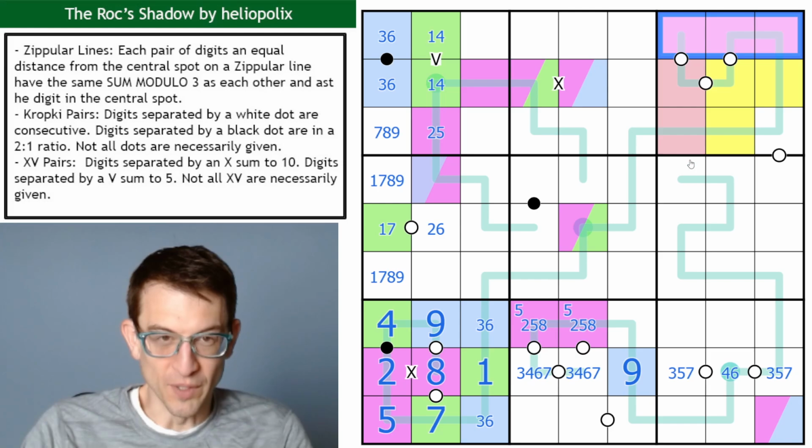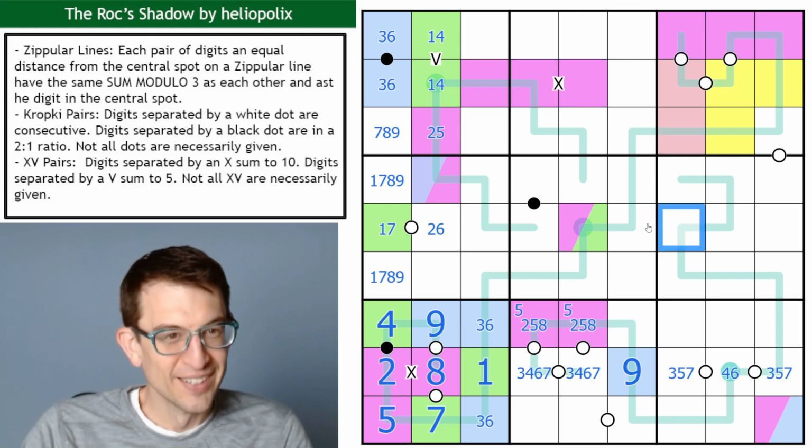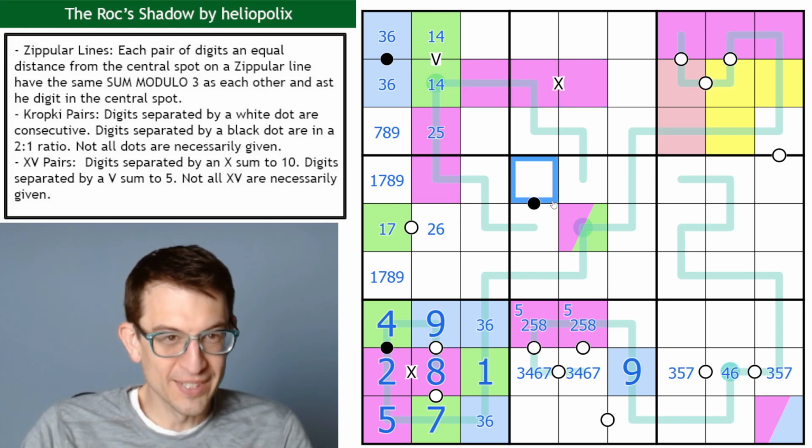And which way did that go with? If this was green, blue, this was pink. So these are in fact pink. Wow, wow, wow. That is neat.